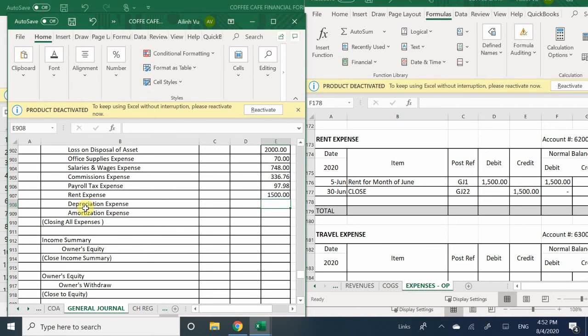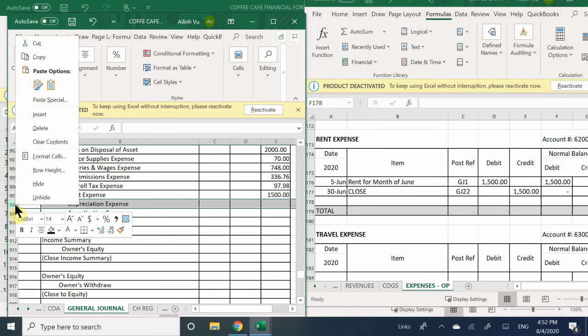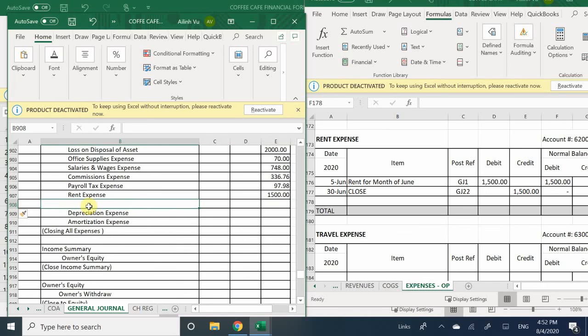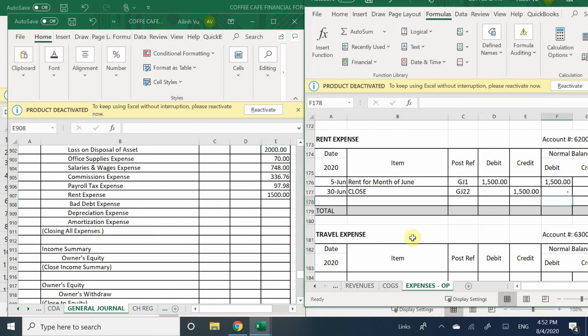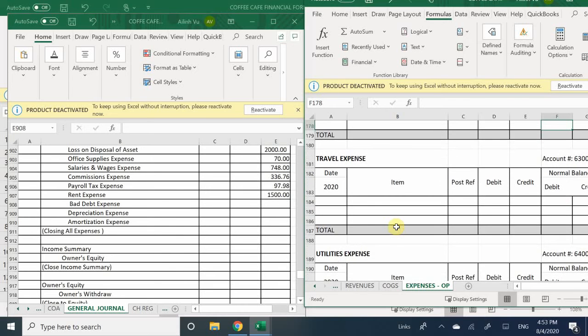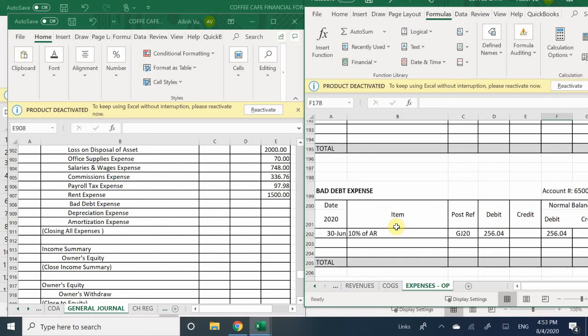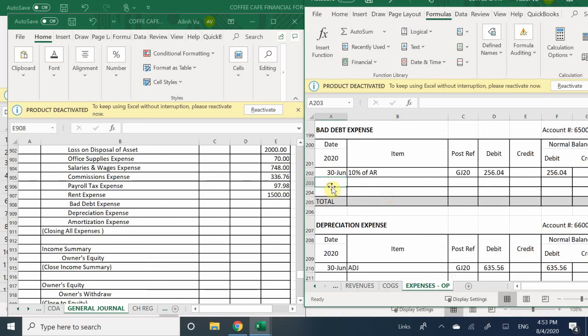Oh no, I forgot to add bad debt in here. Okay, so for the sake of this class, I'm just going to go ahead and fix this information right here. So bad debt is the next one. And bad debt expense, we have no travels expense, no utilities expense, bad debt expense right here. All right, so again, that's also another adjustment entry that we have calculated.